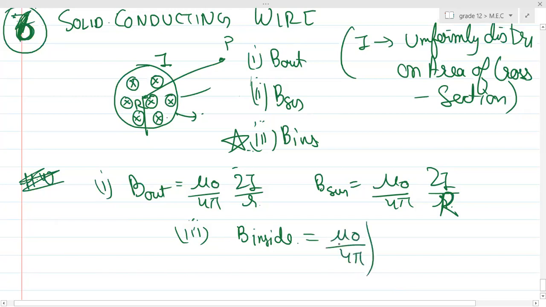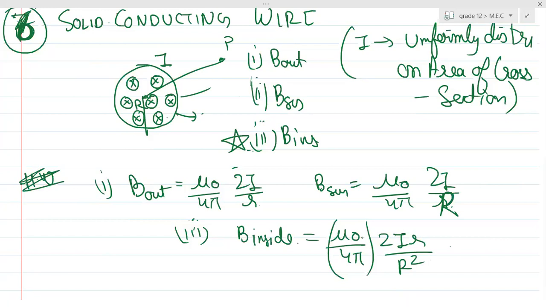mu naught by 4 pi is equal to I by R square into r. So this will be your final answer: twice of I r divided by R square. It's just one line which I can write, but I'll not write it because I want you to do it.